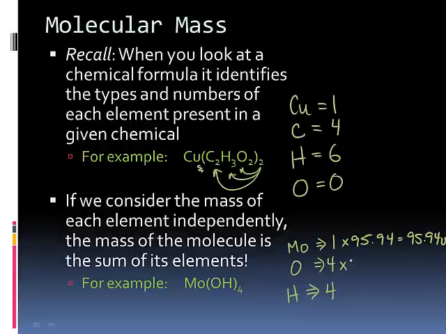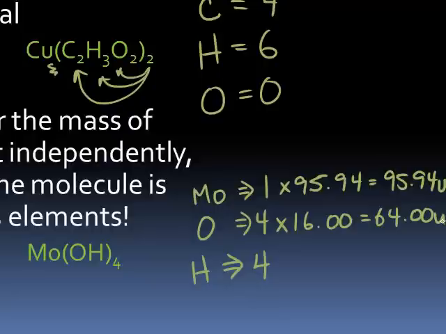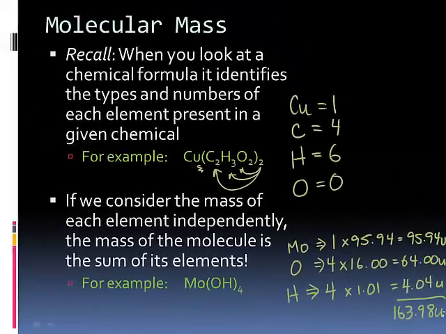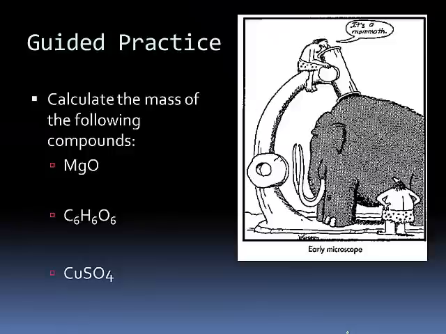Each oxygen weighs 16, so the 4 oxygens are contributing 64 atomic mass units to the molecule. And each hydrogen weighs 1.01, so the 4 hydrogen atoms are contributing 4.04 atomic mass units to the molecule. Adding those up, we see that the molecule as a total weighs 163.98 atomic mass units. So let's look at a couple more of these.